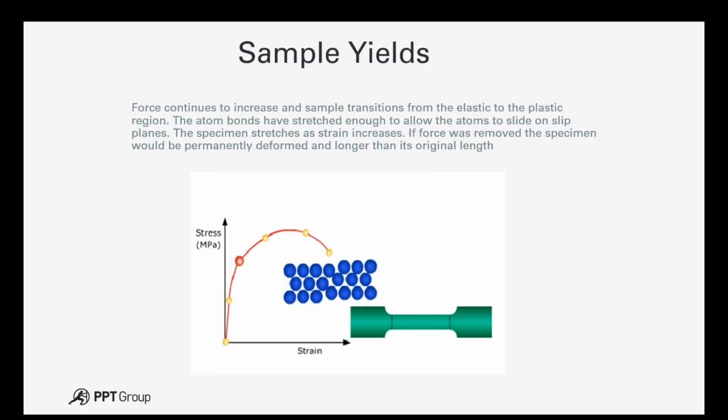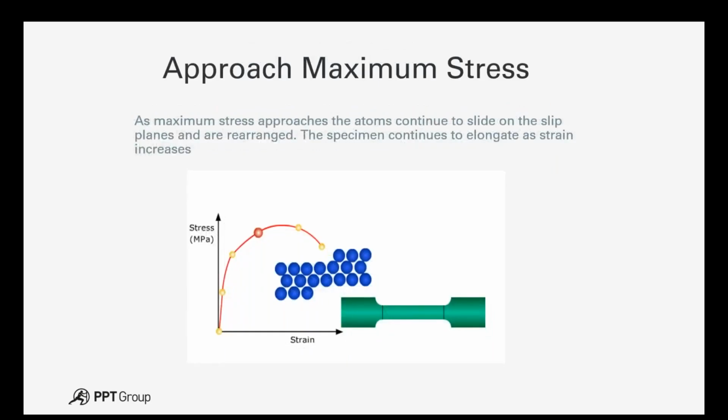And you start to see the transition from elastic to plastic. These atomic bonds have stretched enough to allow the atoms to slip and slide on their planes and over each other, and the specimen stretches and strain increases. If you remove the force now, you have some permanent deformation in the sample; it'll be longer than its original length. We start to approach maximum stress. As we approach maximum stress, the atoms slide and slip and get rearranged, and the specimen continues to elongate.